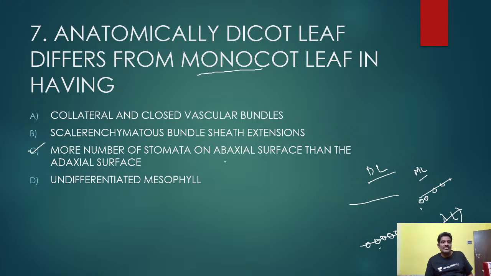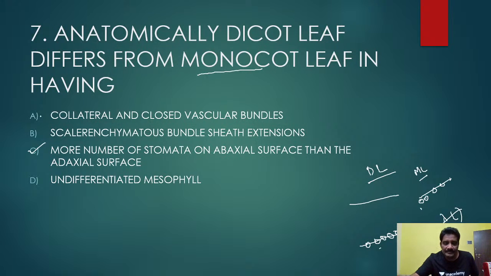So more number of stomata on the abaxial surface means the lower epidermis, and the adaxial means the upper epidermis here. So these are all common: collateral and closed vascular bundles. These are the right options for the dicot leaf.